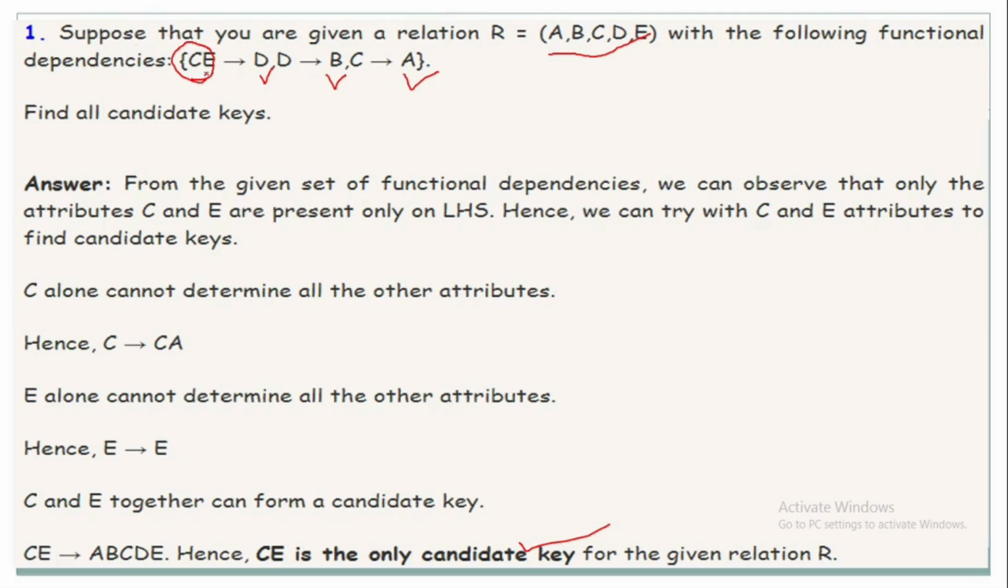One thing I can say, based on the reflexive rule, as you can see here, CE can determine A. And CE determines D, and D determines B, so based on the transitive rule, CE can determine B as well. So yes, CE can determine itself, that is C and E. So CE here is a candidate key.